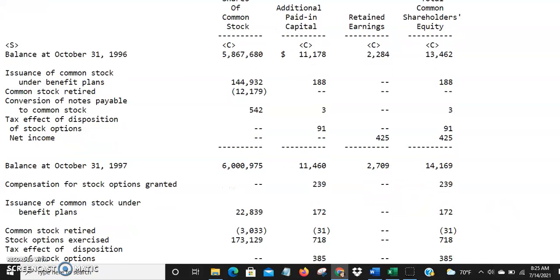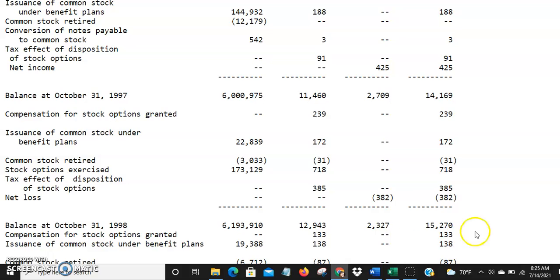Then what happened is in the year 1997, they actually lost $382,000. So 2,709, if you take out 382, you get 2,327. And they also generated some more money from the investors. So they have 6.1 million shares outstanding.